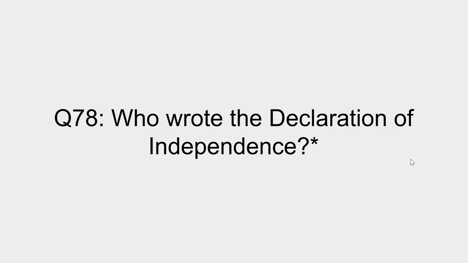Who wrote the Declaration of Independence? If you're new to this, you'll notice there's an asterisk at the end of the question. That means that this question is specifically required. If you are over the age of 65, you only have to study 20 questions, and this is one of those 20. So let's move on to the answer. And the answer is Thomas Jefferson.